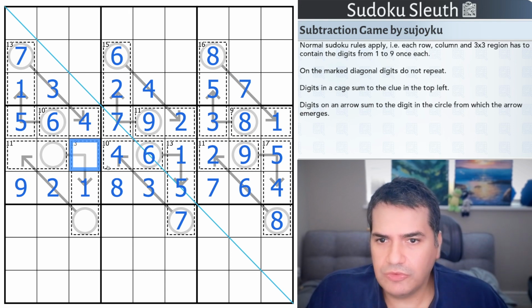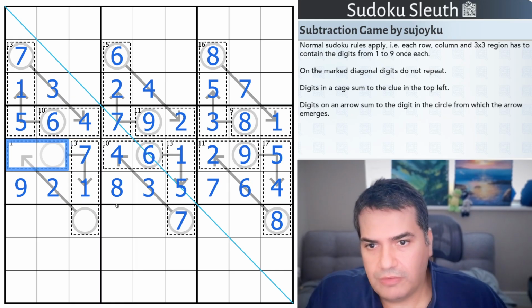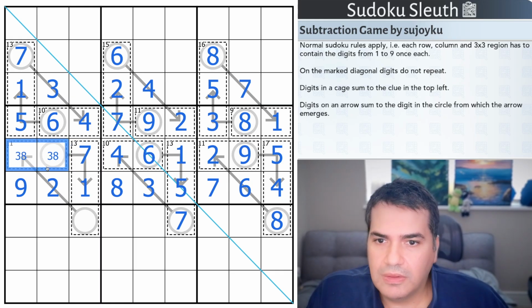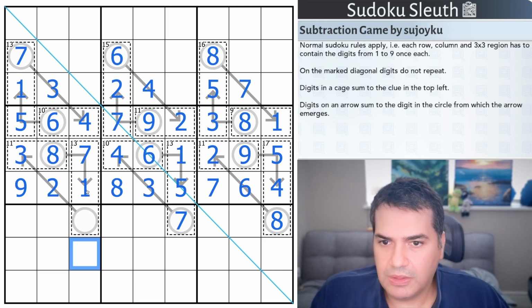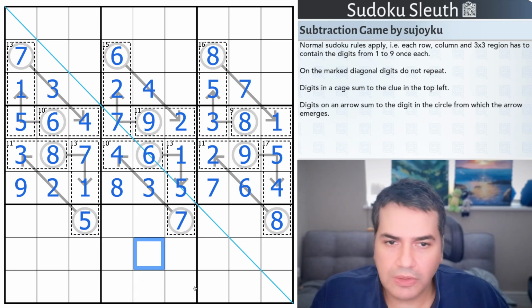So what are the remaining digits that I have? I have 3 and 8, which do add up to 11, plus another one, which is a 7. It's not part of the 11 cage. I'm not going to get there. So that's 7. That's 3, 8. That's clearly the 8 as part of the arrow sum. That's the 3. And this is a 5 plus an 8 to get to 13. Fantastic. Right, where do we go from here?